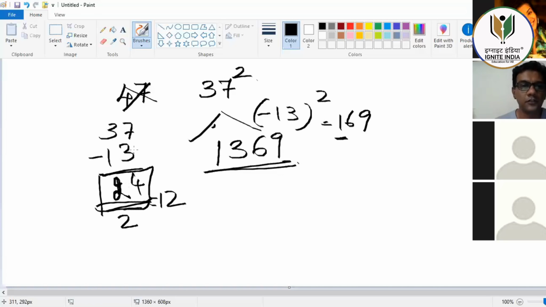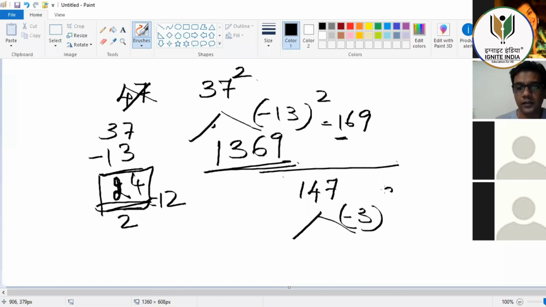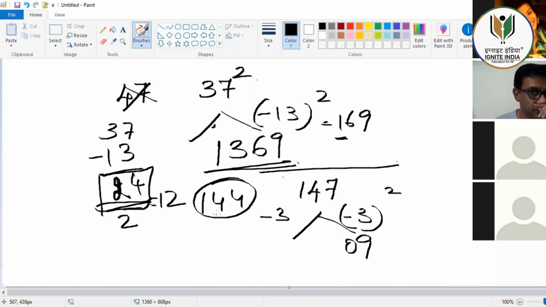Akriti, please go ahead. What if the number is closer to 150? Then let's take a number closer to 150, say 147. Now 147 is 3 less than 150. So I square 3, I get 09. Now I reduce 3 from 147, I get 144. What is my reference point? 150.